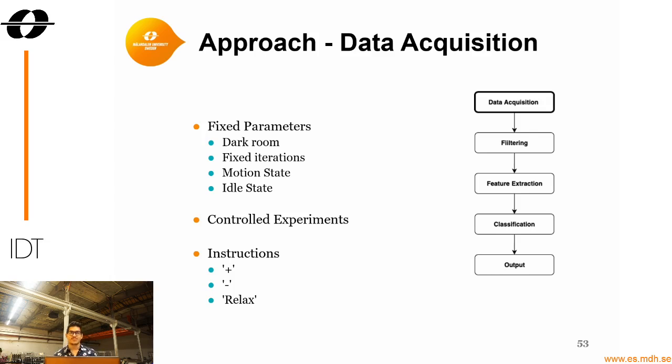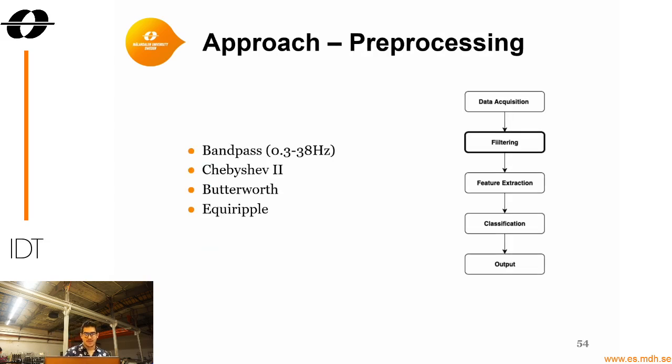We asked the subject to sit in front of the computer with the headgear on, and we had three instructions: a plus sign, minus sign, and a relax sign. The plus sign meant that the subject should open and close the hand. The minus sign meant that the subject should remain not doing anything, and the relax was just to get some time in between the two states. And the instructions were really simple, just to avoid any kind of disturbances for the brain.